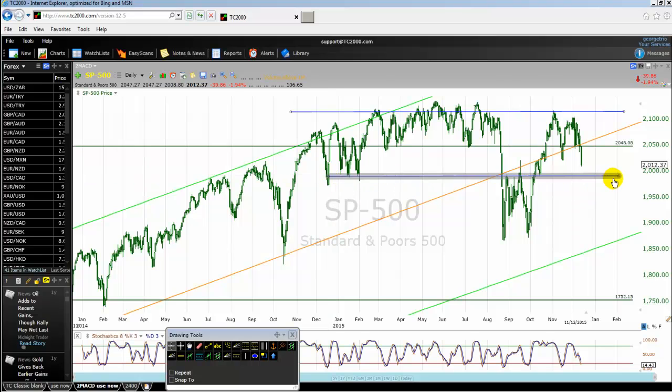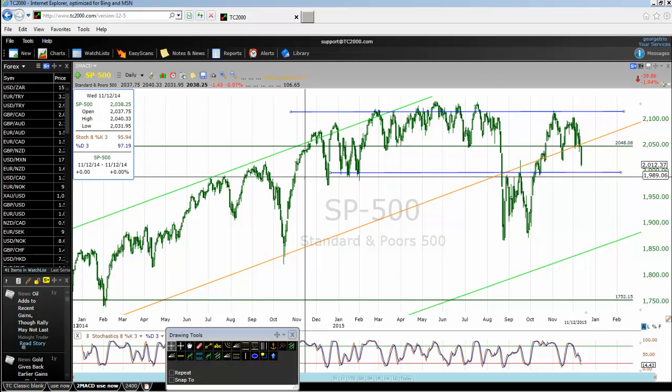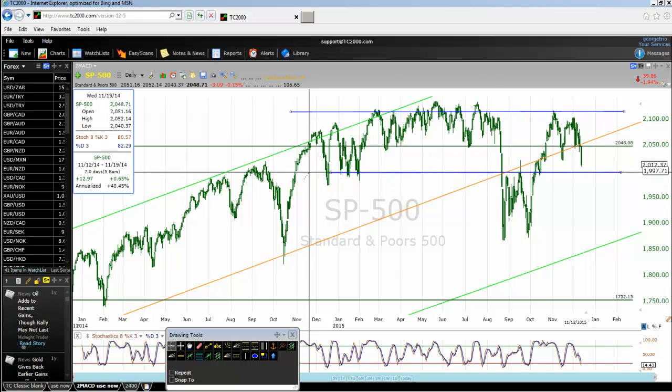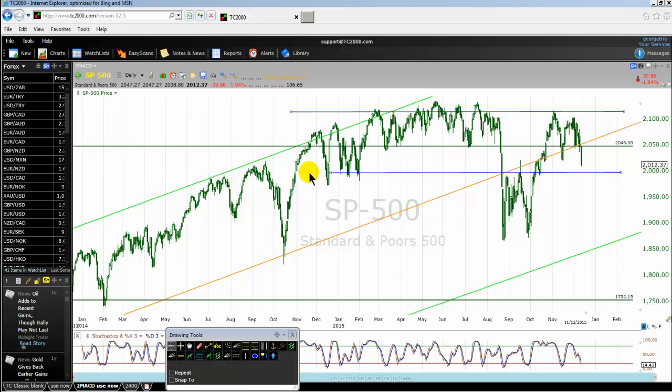So I'm going to adjust my line. Hopefully, I'll get it correctly here. Yeah, you see that zone. Now I have it at 1997, so no big difference. So these are the levels that day traders must watch.